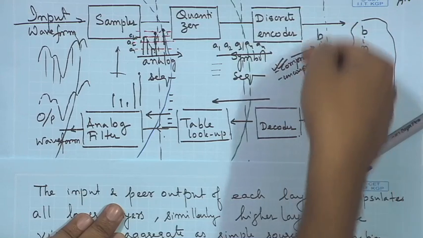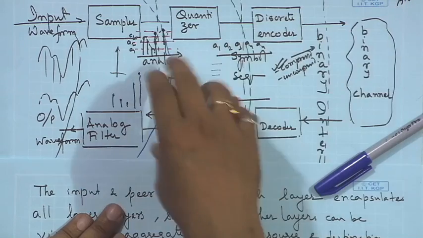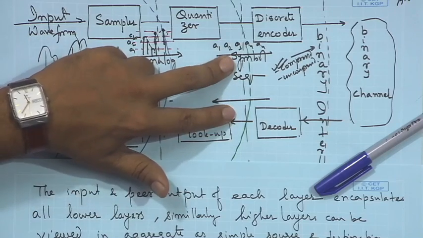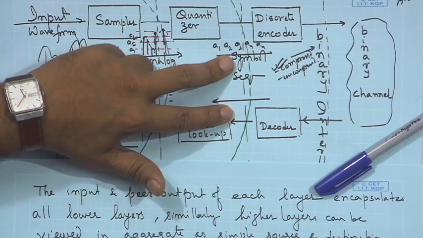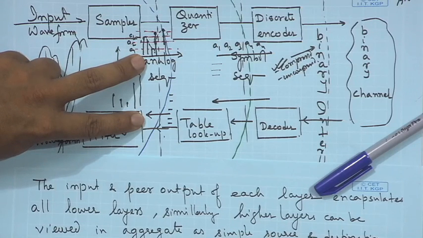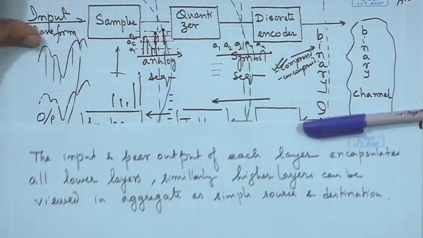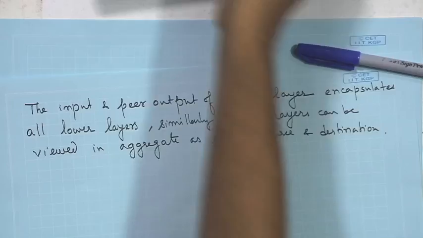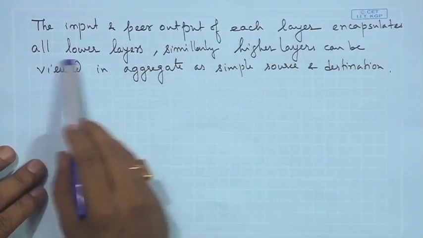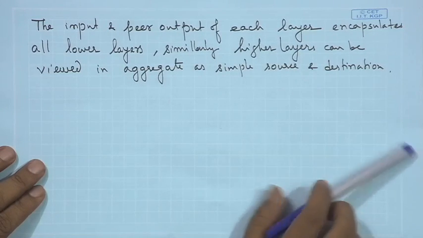So I can compare this input to output and say what kind of channel this is, how much percentage of error there is. Similarly, I can compare here and say what kind of distortion has come in. Here again, since these are symbols, I can talk of symbols going in, symbol errors, I can talk about sequences, the signal to noise ratio, or the total amount of distortion here. I can talk about bit errors and so on and so forth. So that is what is summarized in this particular statement, that the input and peer output of each layer encapsulates all lower layers, as we've just discussed. Similarly, the higher layers can be viewed as an aggregate of simple source and destination.